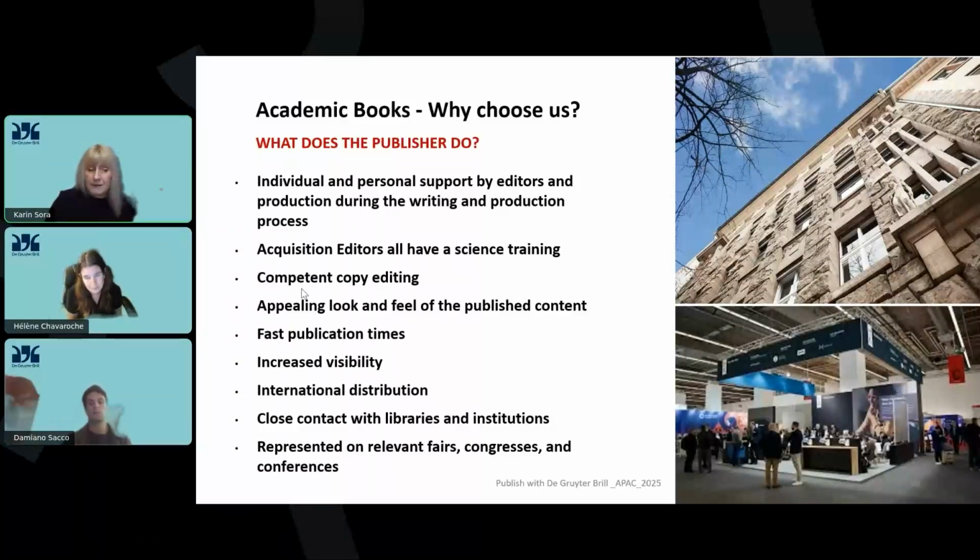We offer increased visibility. We have an international distribution. We are in close contact with libraries and institutions, and we are represented at relevant fairs or science conferences and congresses.